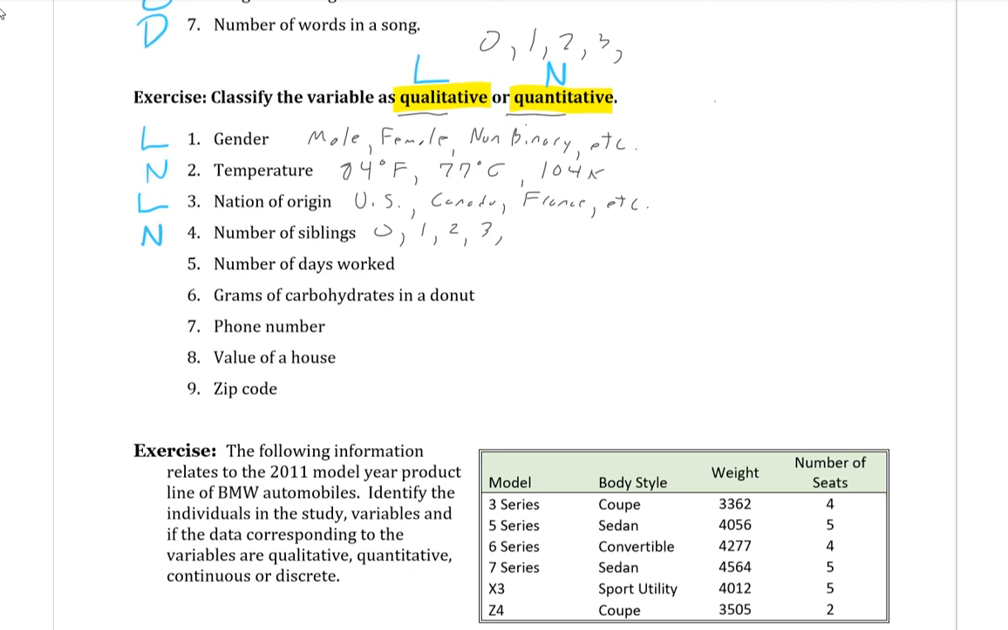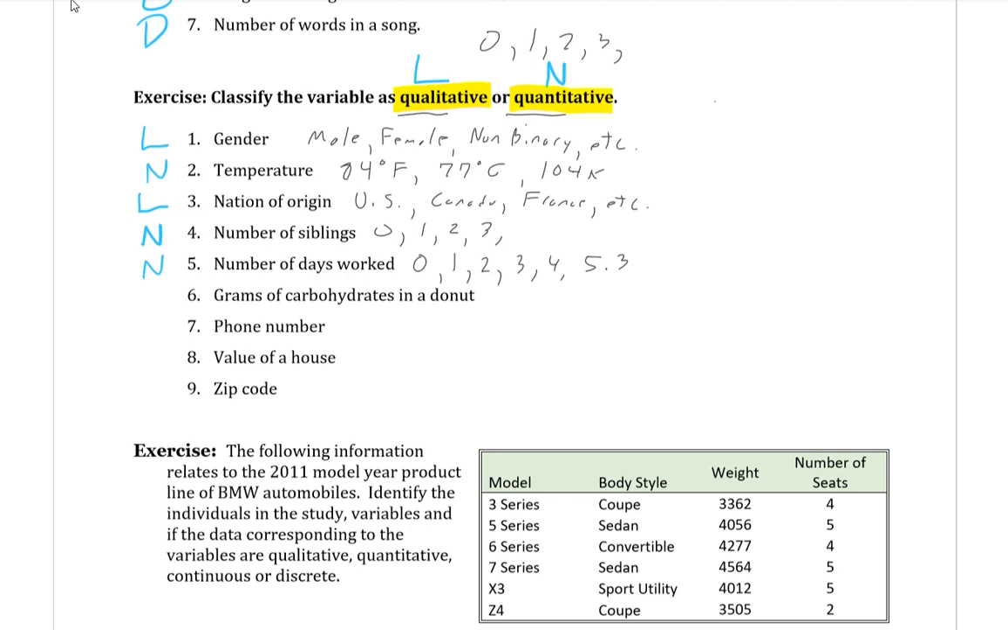Number of days worked, okay, that's again a quantity. You could either work 0 days in a month, 1 day, 2 days, 3 days, 4 days, maybe even 5.3 days if you consider hours worked or something. Either way, these are still numerical in measure.